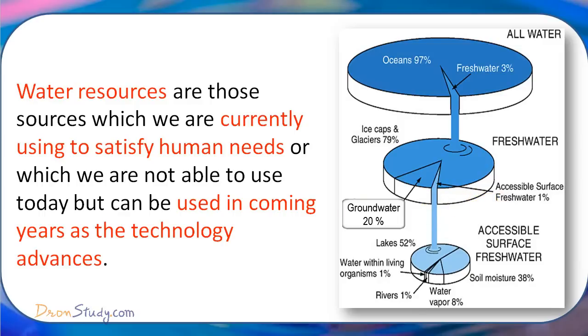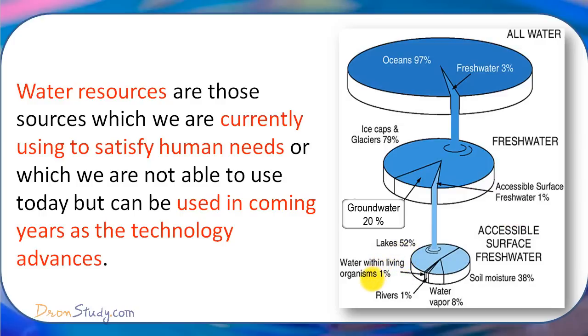surface water. Groundwater वो होता है which we get from underground, जैसे wells से लेते हैं, hand pump से लेते हैं, that is groundwater. Accessible surface water जो surface के ऊपर ही हमें मिल जाता है, this 1% is further divided into lakes, that is 52%.